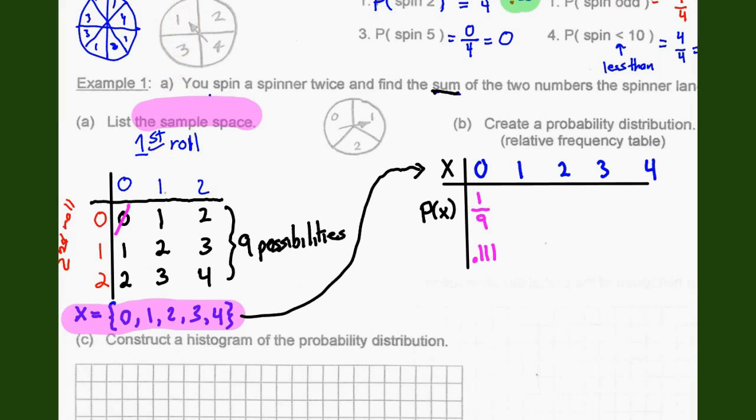Now we just repeat. Do the same thing for 1. How many 1s do we have here? 2 out of 9. Right. How many 2s? 1, 2, yep, 3 out of 9. So it's 3 possibilities, 3 ways to get 2. You can do spin a 2, then a 0, a 1 and a 1, or a 0 and a 2. 3 possibilities. And for 3s, we have 2.